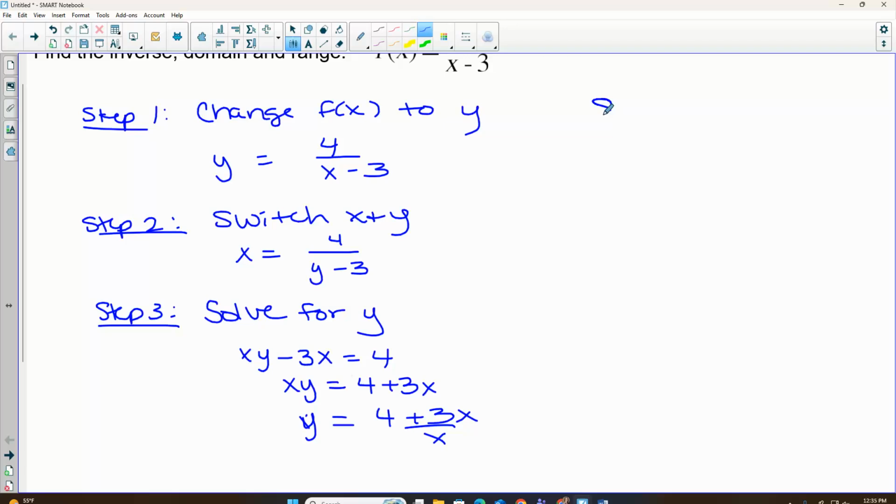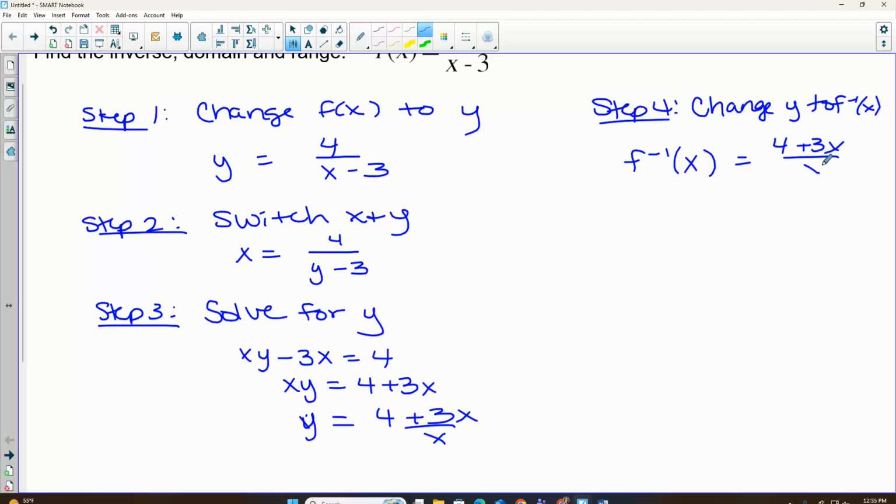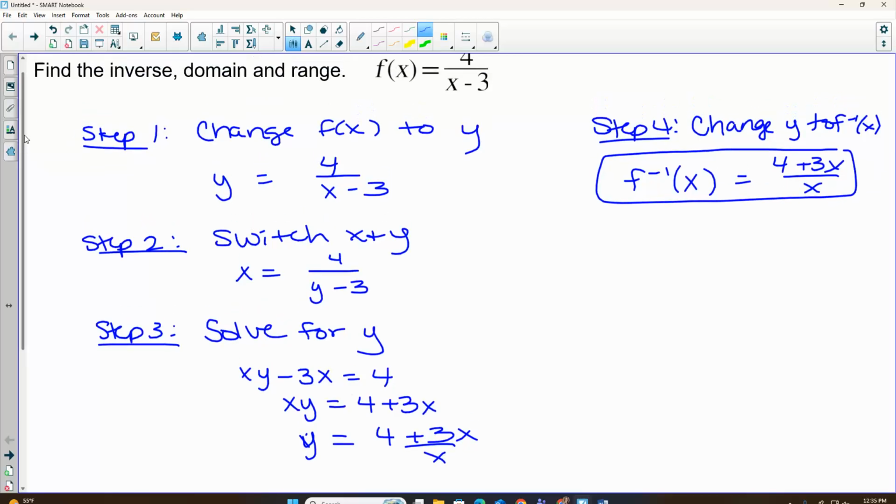Step 4 was change y to f inverse of x, just to show that we found the inverse. So our inverse is 4 plus 3x over x. That's the opposite of the original. They would cancel each other out.